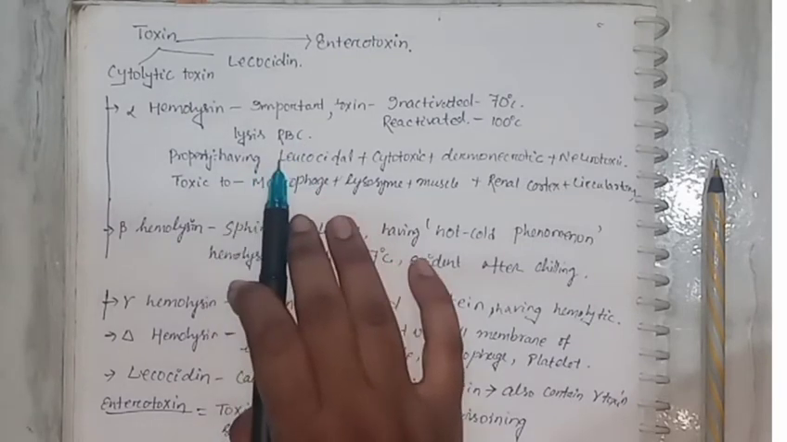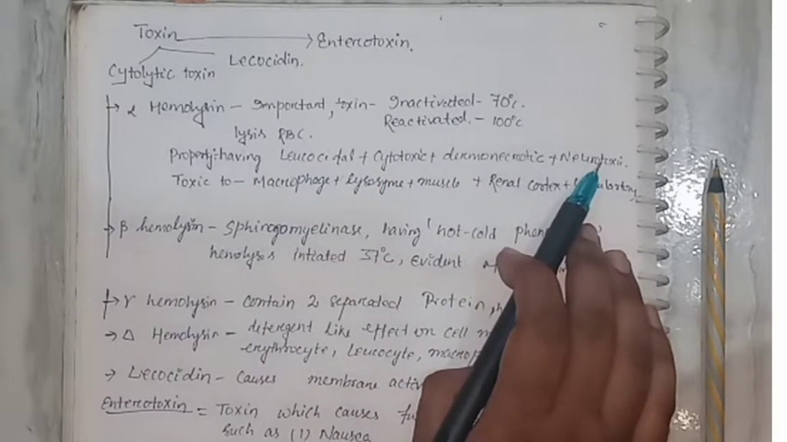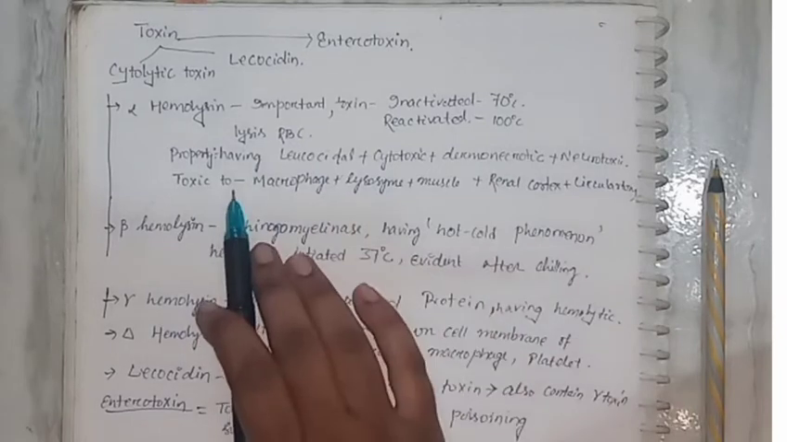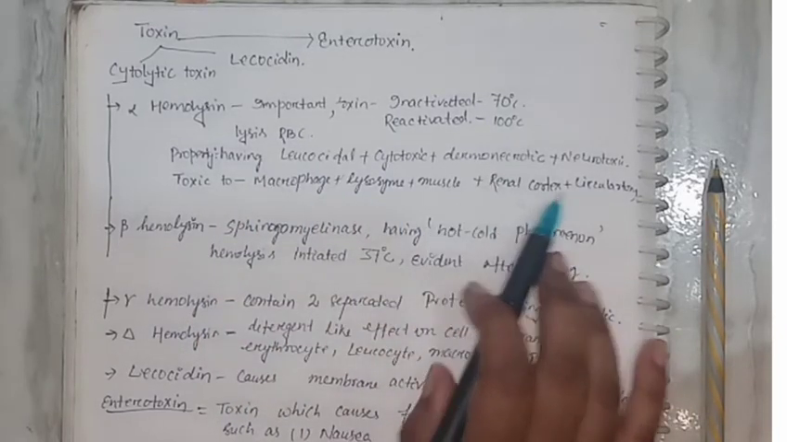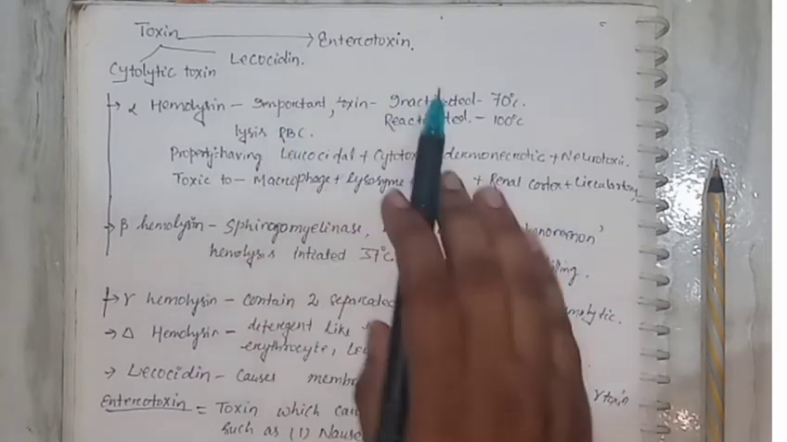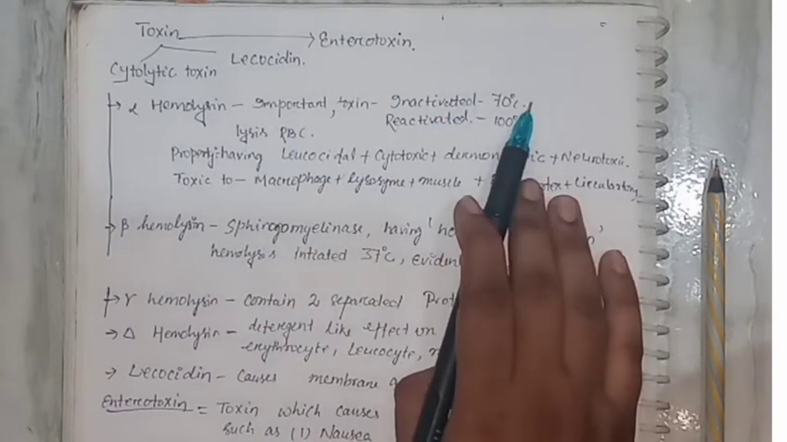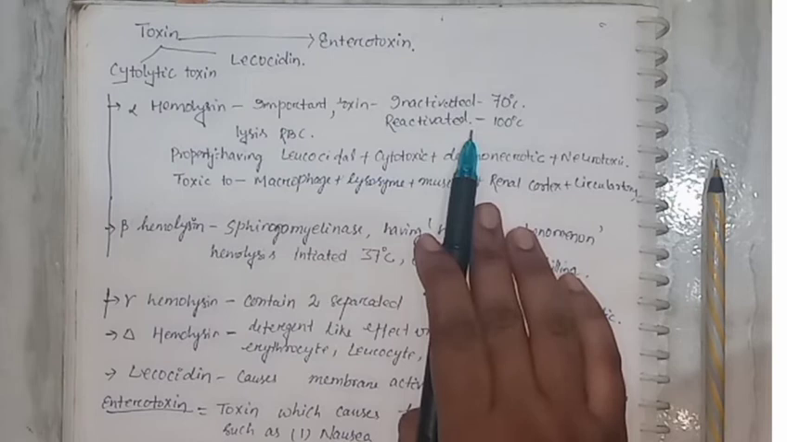So it has leukocidal, cytotoxic, dermonecrotic and neurotoxic properties. So it is toxic to the macrophage, lysosome, muscle, renal cortex and circulatory system. And this toxin is inactivated at 70 degrees centigrade and reactivated at 100 degrees centigrade.